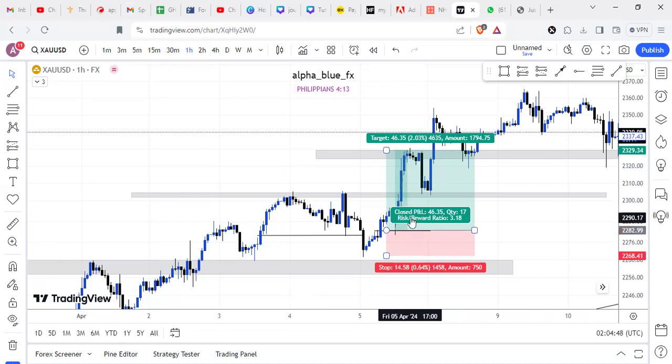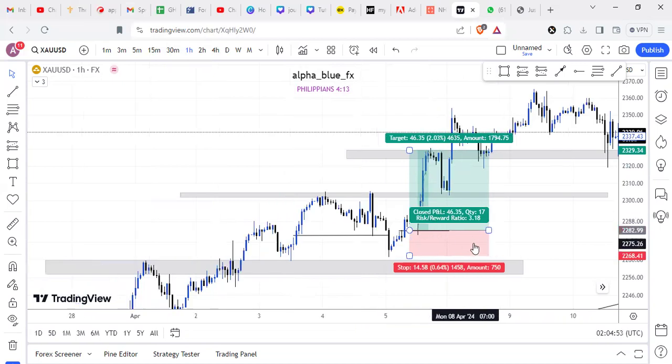So guys, this is it, man. This strategy works very, very well.